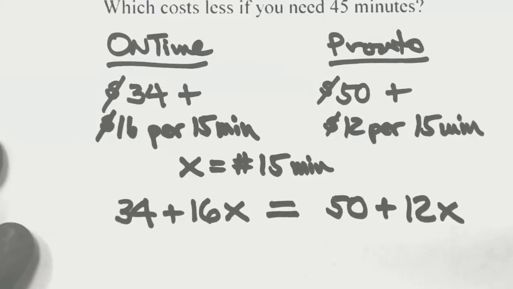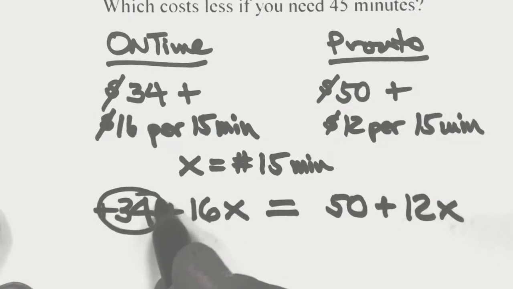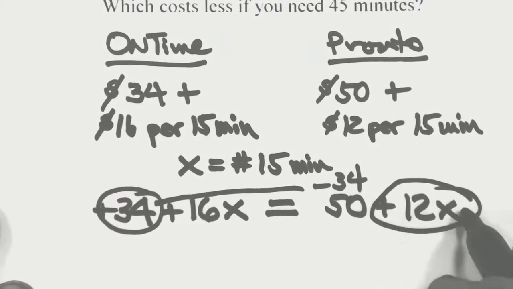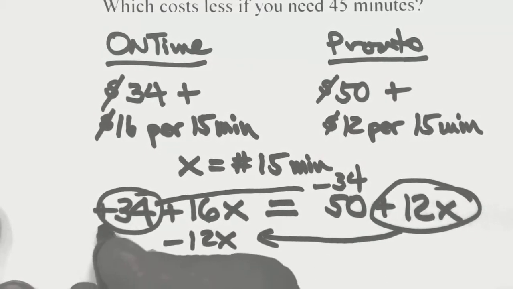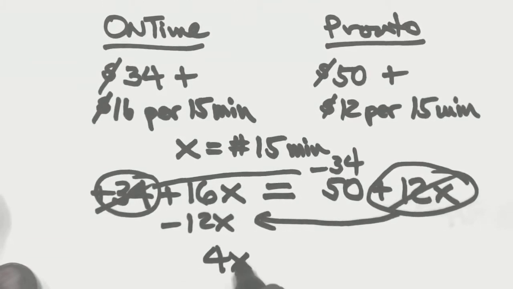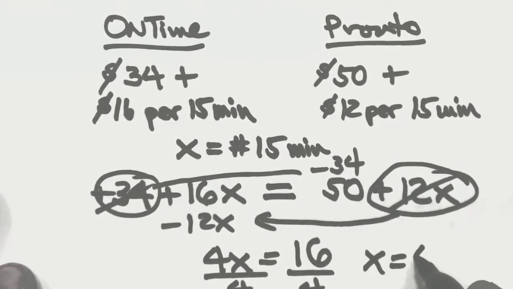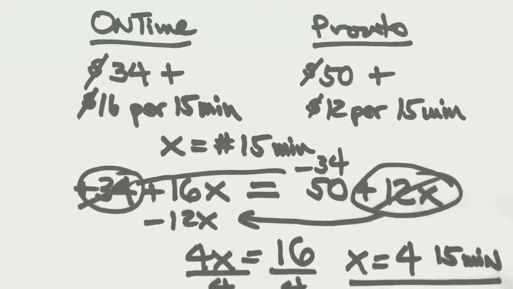Now again, for break even, we want to find out where the cost is even or the same in both, so we equate these two. Now, as before, we have to move the plain number that's on the left, so the plus 34 comes over as negative 34. The variable that's on the right, plus 12x, has to move over to the left. It's negative 12x. So we've moved both of these guys. What do we end up with? Well, on the left side over here, we've got 4x equals 50 minus 34, which is 16. So divide both sides by 4 here. We get x equals 4 of these 15-minute time periods. This is the break even right here.